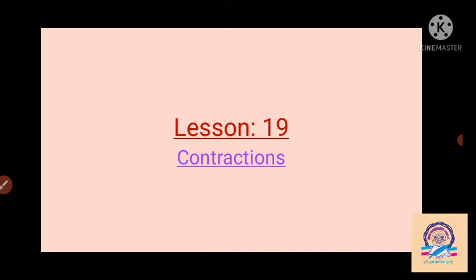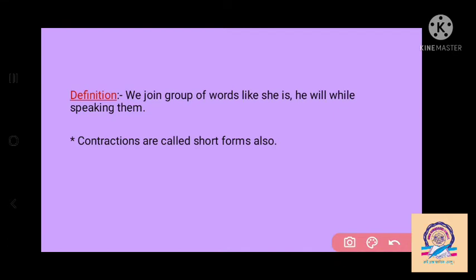So, what is contraction here? We can say that we join a group of words, like "she is" (we write it as "she's"), then "he will", while speaking them here. It means contractions are also called short forms.